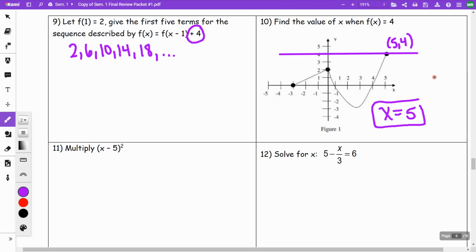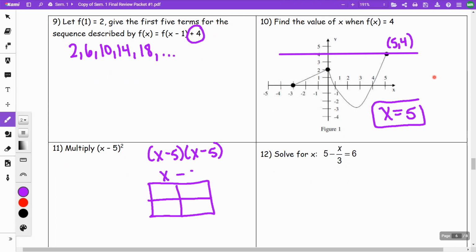Again, I feel like this one's a repeat. X minus 5 times x minus 5. So we're going to work this out. X minus 5, x minus 5. I get an x squared minus 5x minus 5x and a positive 25. So it's going to be x squared minus 10x. Let me write that better. Minus 10x plus 25. That is your answer.